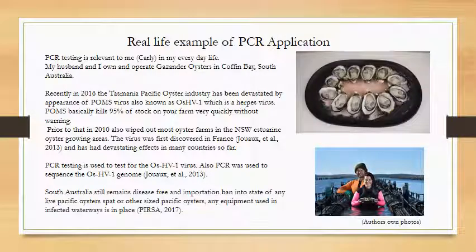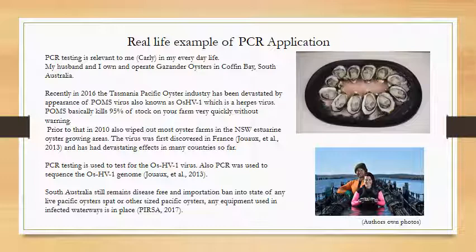Specific examples of the application of PCR. PCR testing is really relevant to myself, Carly, in my everyday life. My husband and I own and operate Gazander Oysters in Coffin Bay in South Australia. Recently in 2016, the Tasmanian Pacific oyster industry has been devastated by the appearance of the POMS virus, also known as OsHV-1, which is a herpes virus. POMS basically kills 95% of the stock on your farm very quickly without any warning. Prior to that, in 2010, it also wiped out most oyster farms in the New South Wales estuarine growing areas.